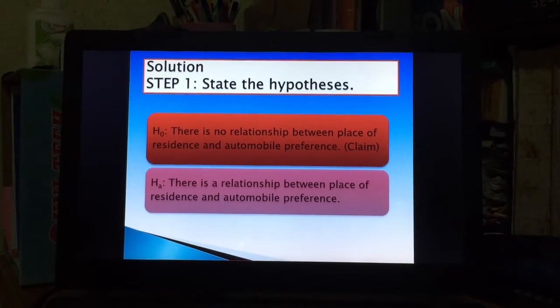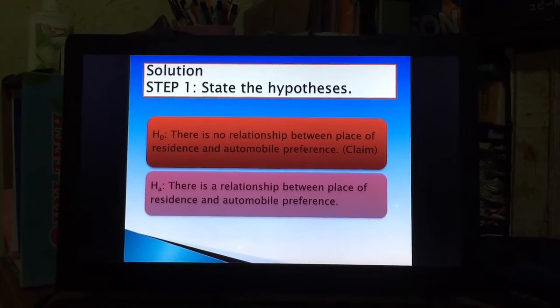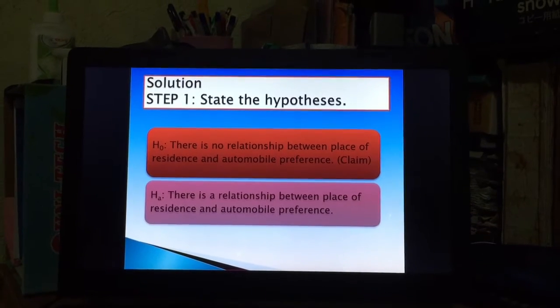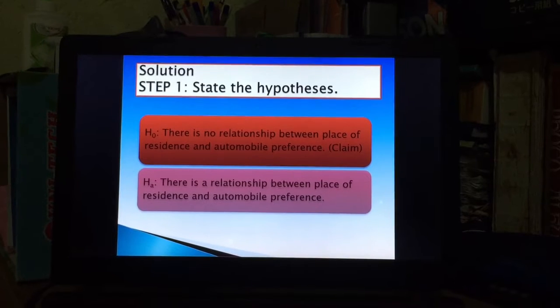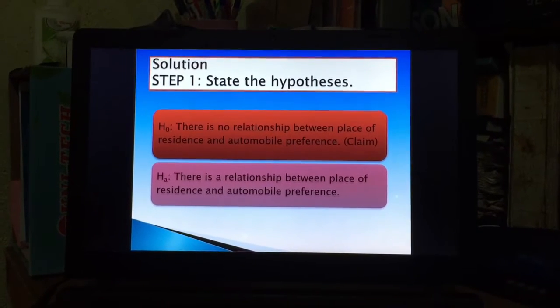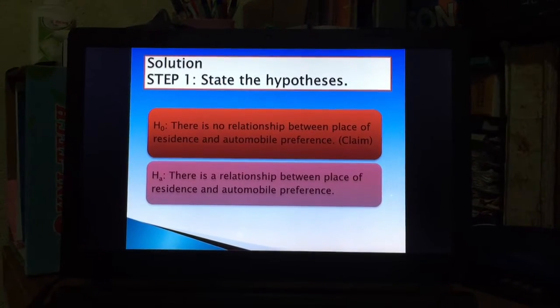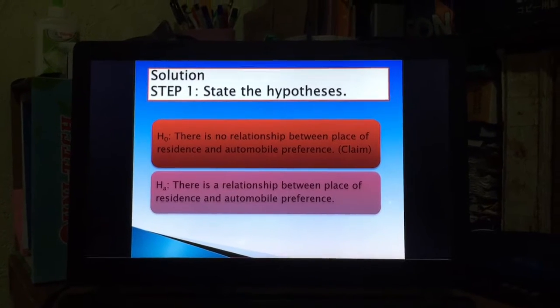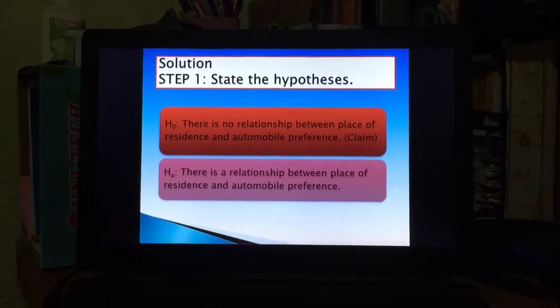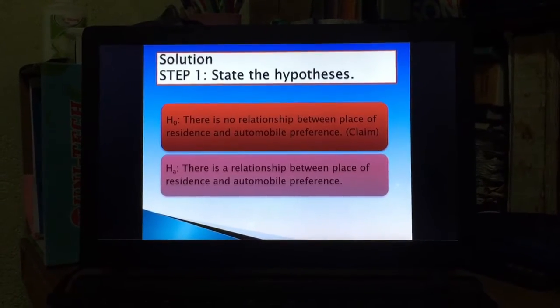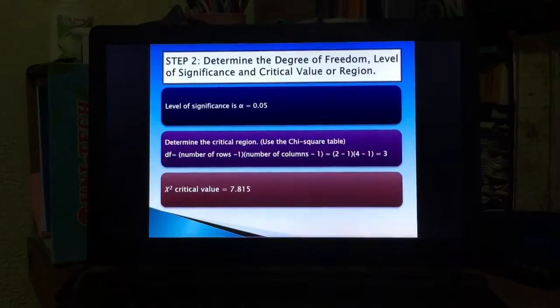Step number 1. State the hypothesis. For our null hypothesis, there is no relationship between place of residence and automobile preference, and this is the claim.